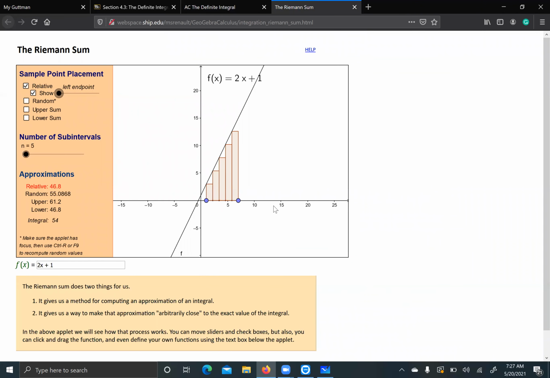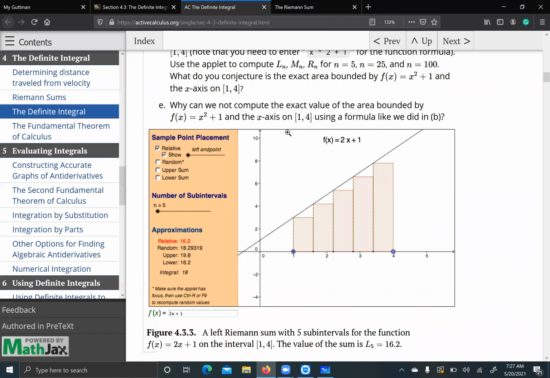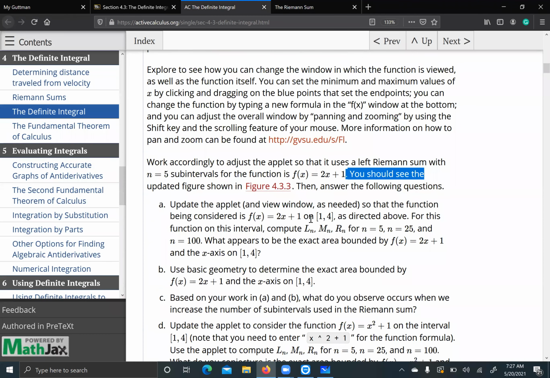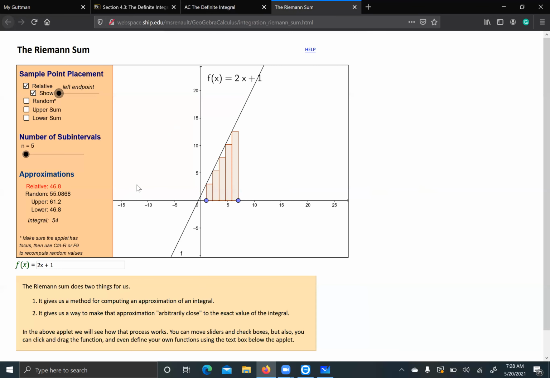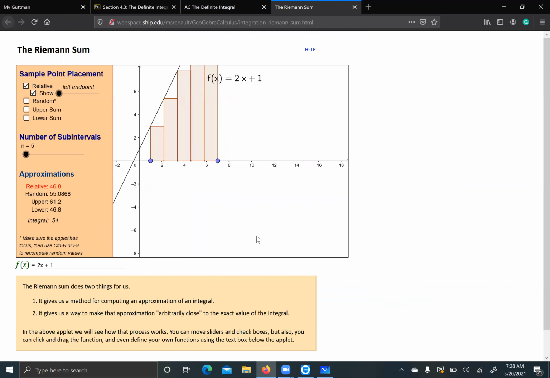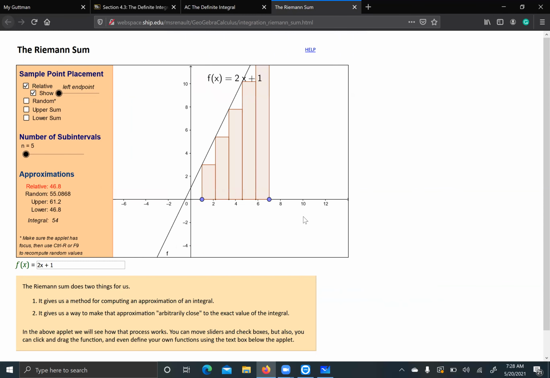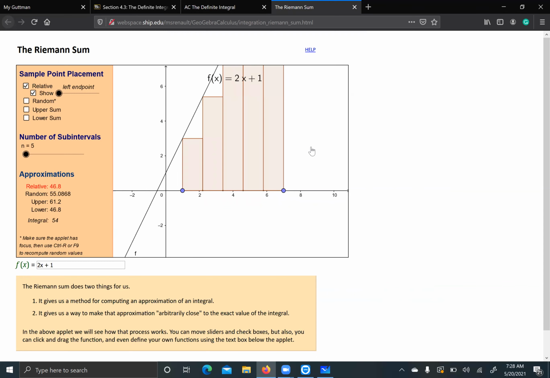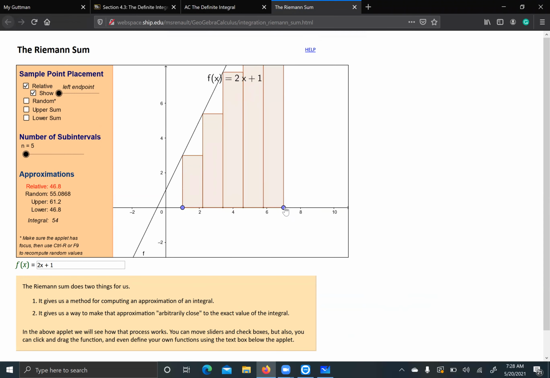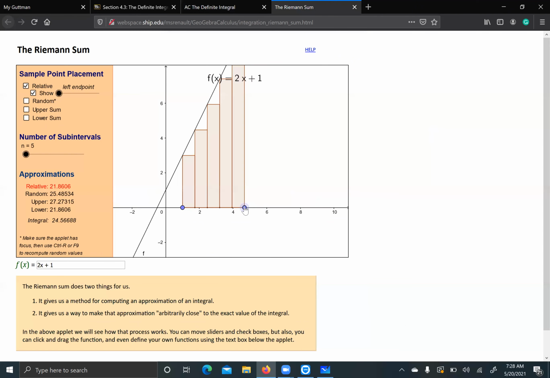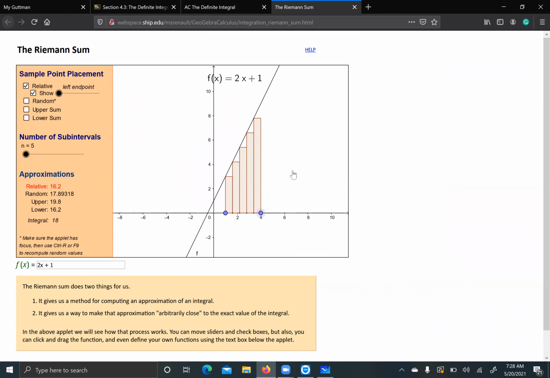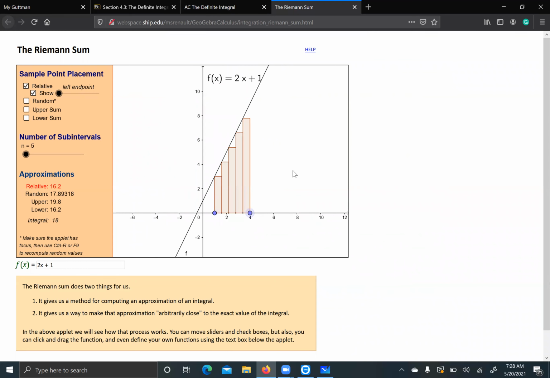So I need to change it from where to where? The textbook says between 1 and 4. So update the applet so that the function is considered on 1 to 4. The default is 1 to 7, so I need to change this to 1 to 4. Okay, there we go. So now we have the equation and the graph.